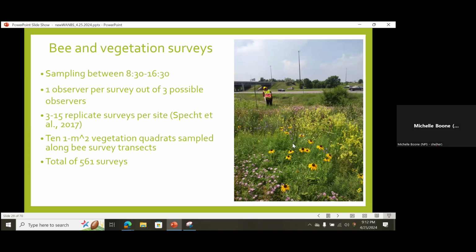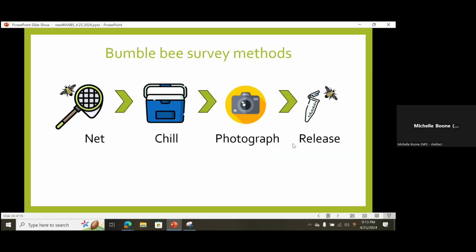And we visited each site between 3 and 15 times during the summer. And at sites where we found a declining species, we did more sampling because we wanted to collect some extra data for those species. We also surveyed vegetation along our transect. So all of that is to say we did 561 total surveys.